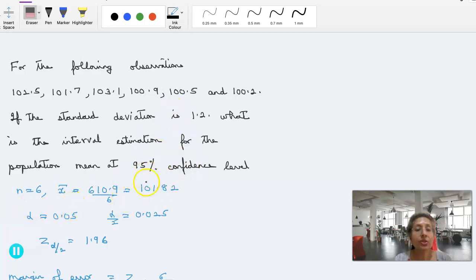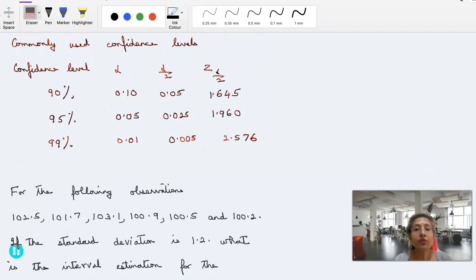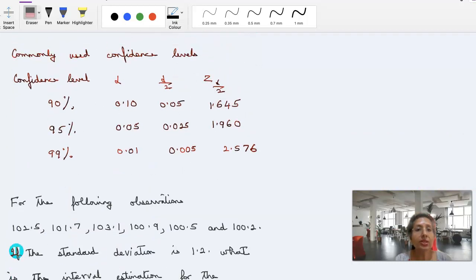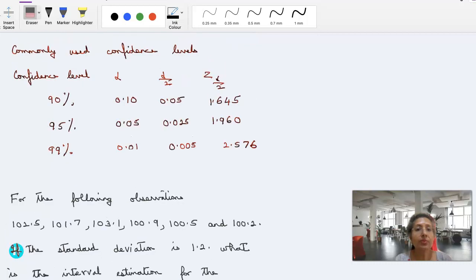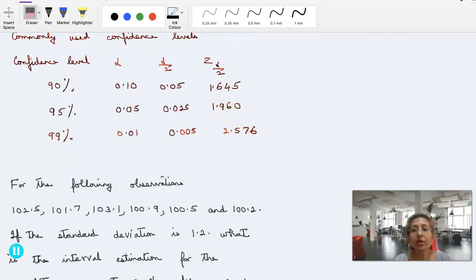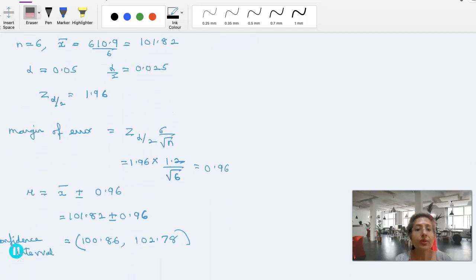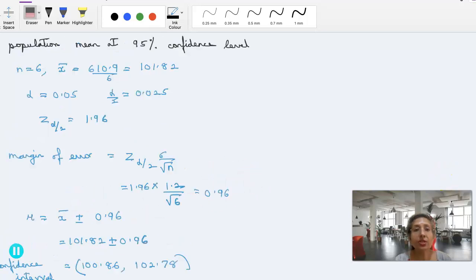Alpha here is 0.05, so alpha by 2 is 0.025, and from our table for 0.025, z alpha by 2 will be 1.96. So for 95% confidence level, it will be 1.96. Margin of error is given by z alpha by 2 into sigma by root n. This is the formula for margin of error. So that is 1.96 into the value of sigma, which is given to be 1.2, by root n, which is root 6, so you get 0.96.